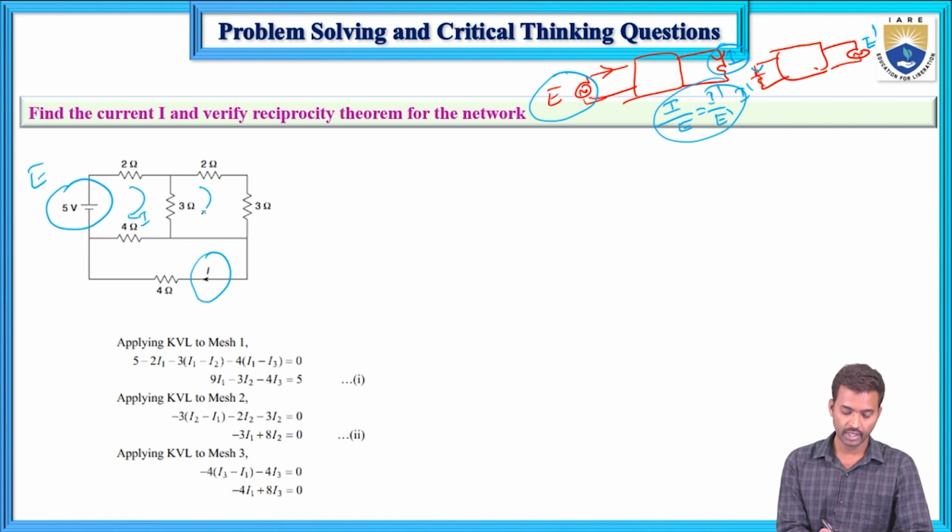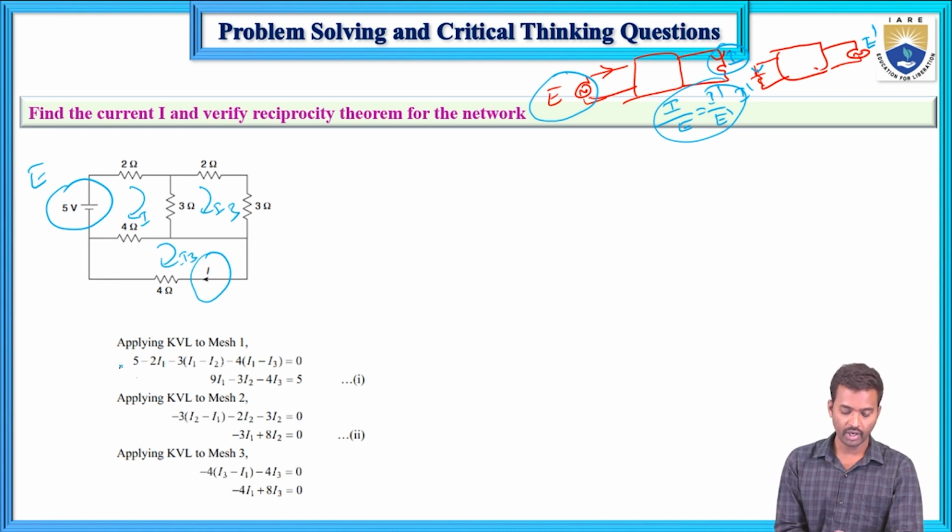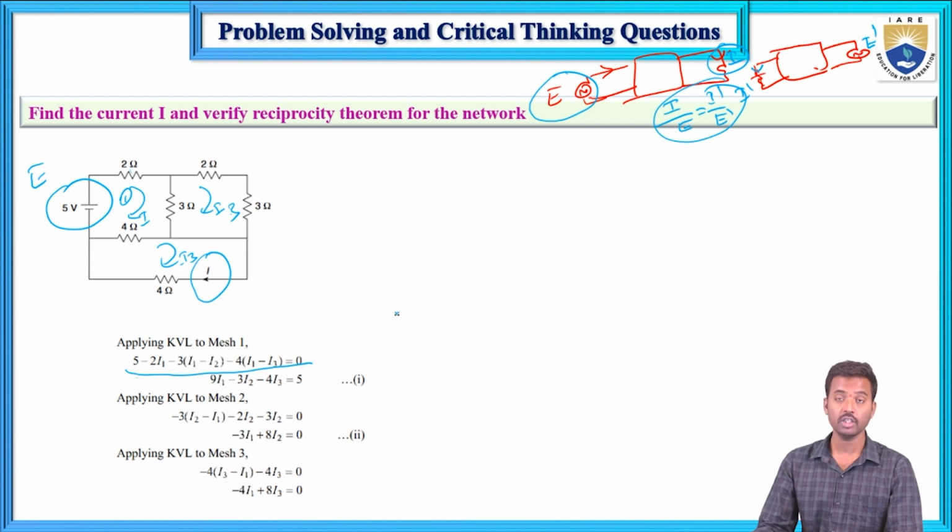I1, I2 and I3. So now 5 into 5, 2 into I1 and 3 into I1 minus I2, next 4 into I1 minus I3. If you apply KVL in this mesh 1, this is the mesh equation. The simplified equation is 9I1 minus 3I2 minus 4I3 equals 5. That is equation number 1.